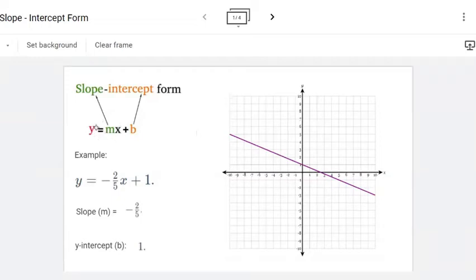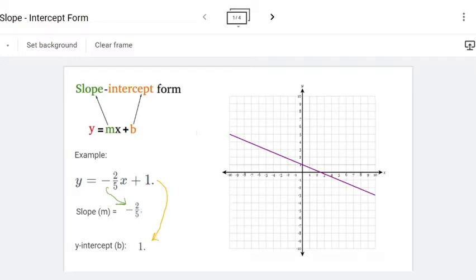Slope-intercept form is this pattern right here, y equals mx plus b, where m is our slope and b is our y-intercept. Those two are going to be numbers. Y and x will stay variables. So here I have an example. Y equals negative 2/5 x plus 1. The negative 2/5 is my m, my slope, and the 1 is my b, my y-intercept.